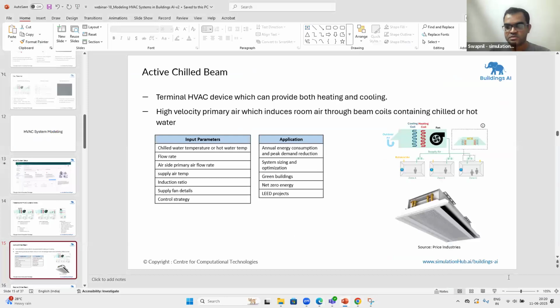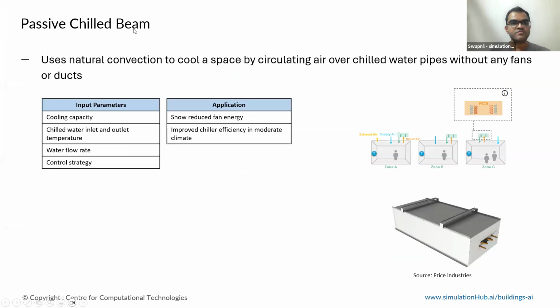Now going back, the next system is the passive chilled beam, which will be basically the same system, but the forced convection type of application is absent in that. So you don't have forced convective fans which blow air. This reduces the fan energy, and you can prove that using the simulations. In this, the input parameters required are cooling capacity, chilled water inlet and outlet temperature similar to the active chilled beam, and water flow rate. A control strategy, if applicable, can also be specified.